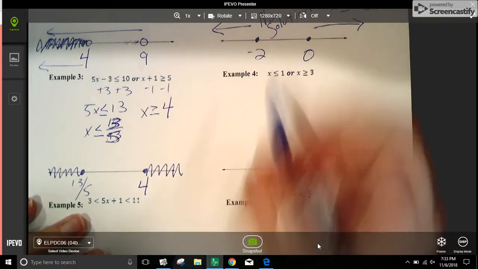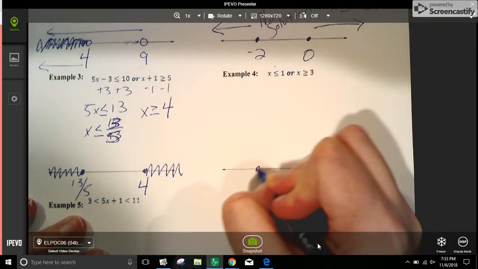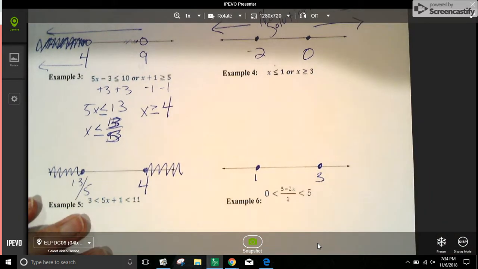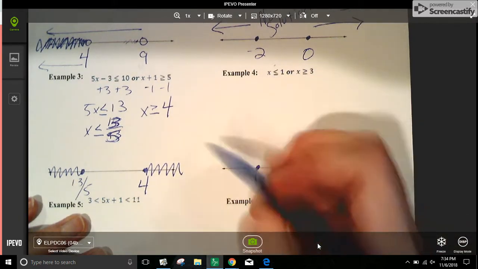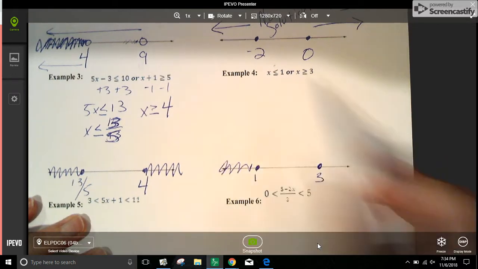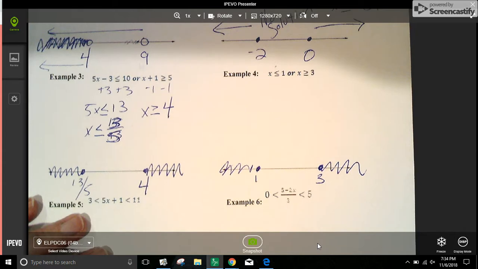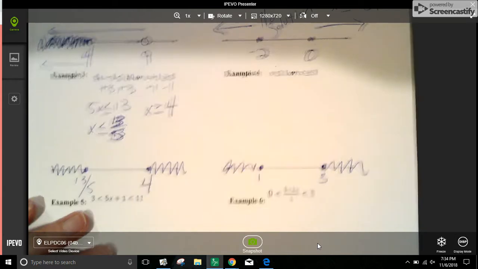For example 4, closed circle at 1, closed circle at 3, x is less than 1, or x is greater than 3. Pretty simple.